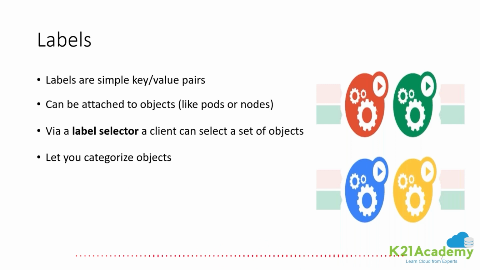Here, if you have 4 different applications, red, green, yellow, blue, and I want to categorize and separate them out, I can apply labels on those pods, like app is equal to red, app is equal to green, blue, and yellow, which helps in identifying or categorizing these pods.